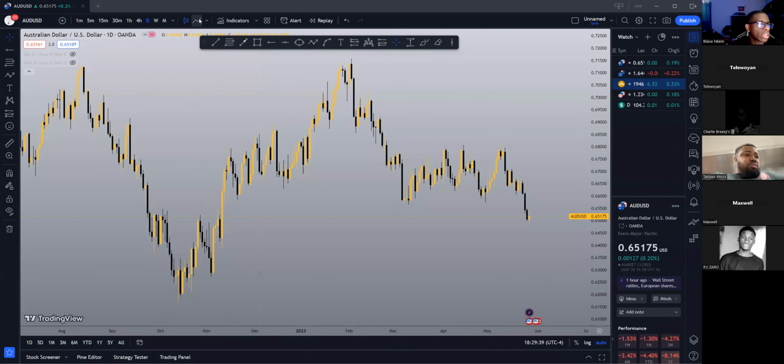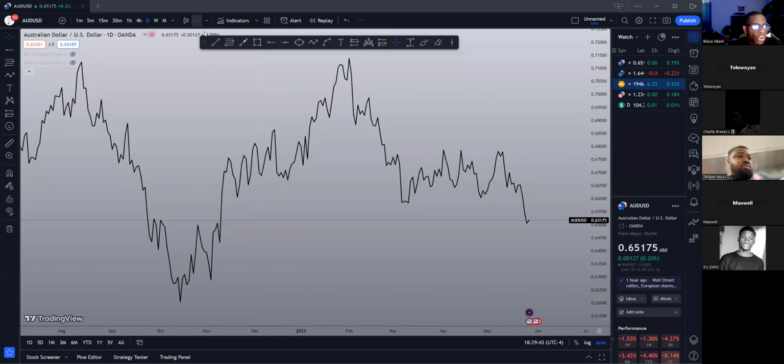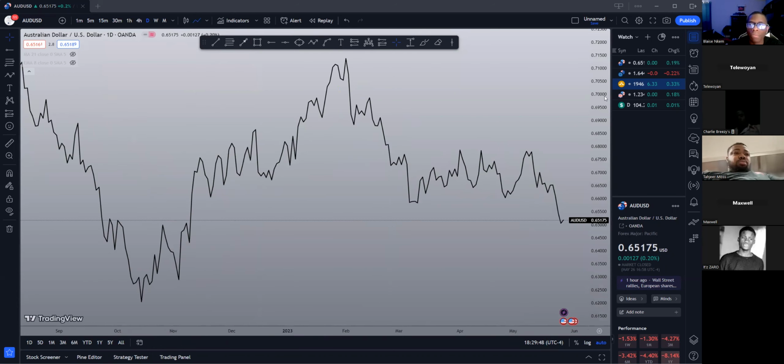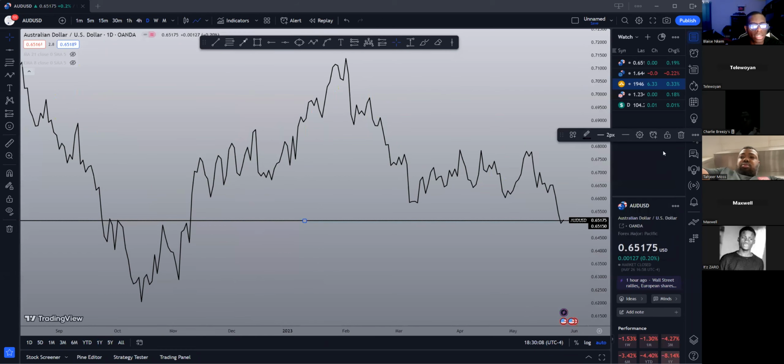Another thing with me, I draw my support and resistance lines using the line chart. I don't just draw them using the candlesticks. So this is where we use the line chart. Like I said before, we're looking for the gaps, the overlaps, all that type of stuff. So right here, we can draw price on my daily. I use the black lines instead.